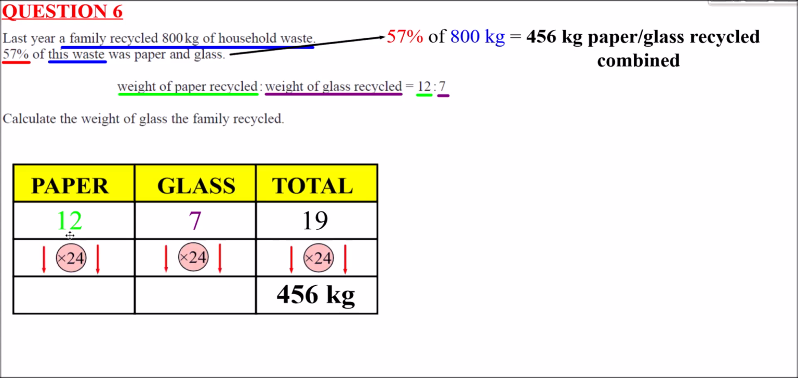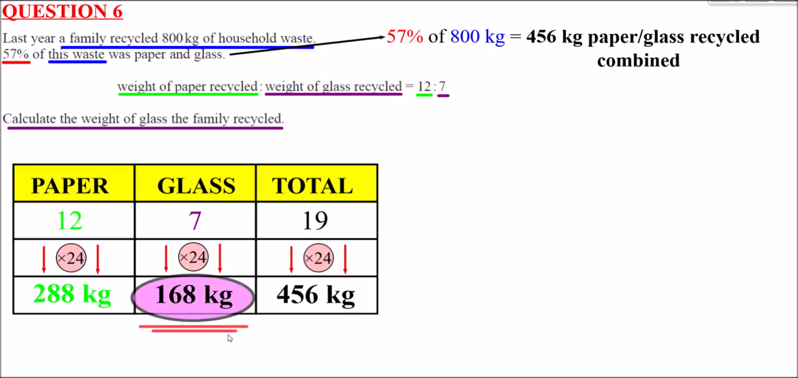So 12 times 24 and 7 times 24. 12 times 24 is 288. And 7 times 24, that will give 168. Now, we're only interested in the weight of glass this family recycled, so the answer we're only interested in is just 168 kilograms of glass. So our final solution is 168 kilograms of glass.